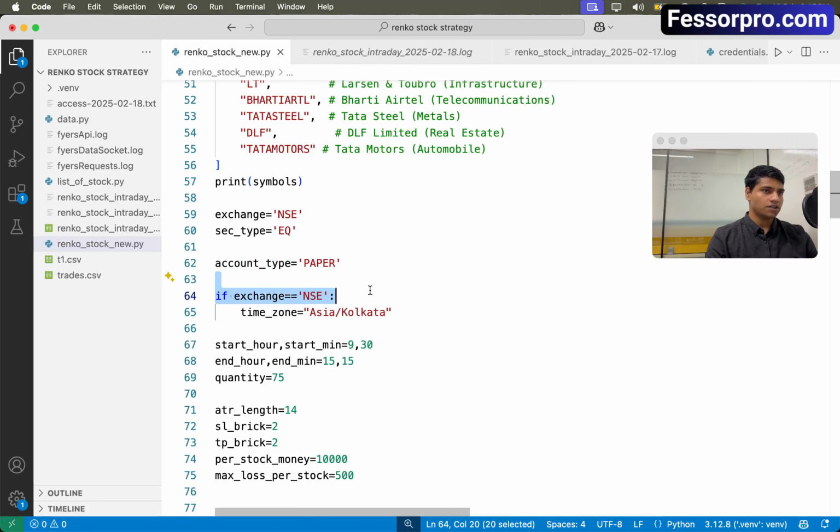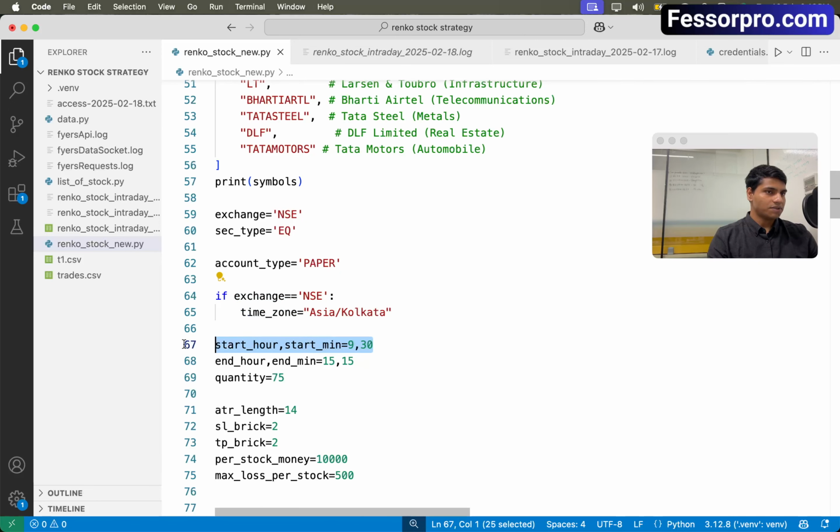Now, if the exchange is NSE, then the time zone will be Asia Kolkata. Now, why have I done this? Because sometimes we want to execute our code on a server. When you execute it on a server, the server time zone might not be IST. So this allows us to change the time zone of the current file. So no matter where you run the file, the time zone will always be Asia Kolkata, which is IST.